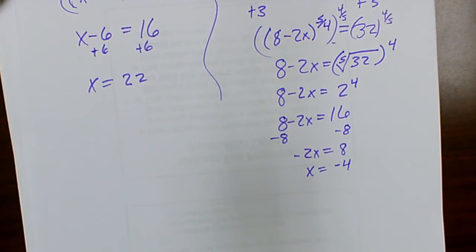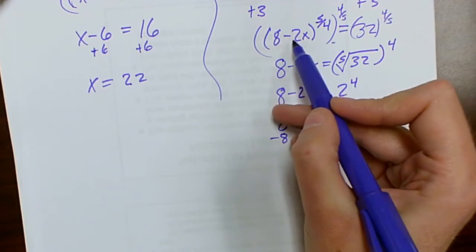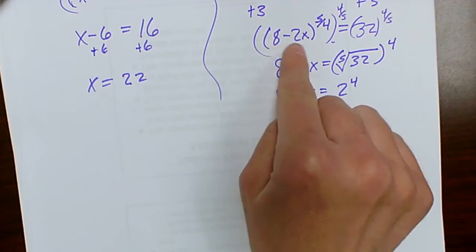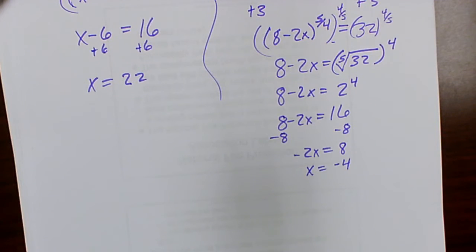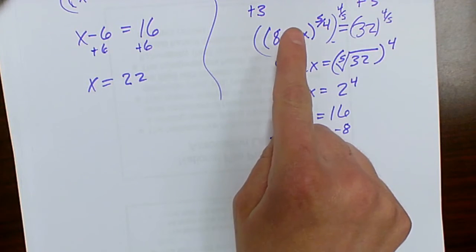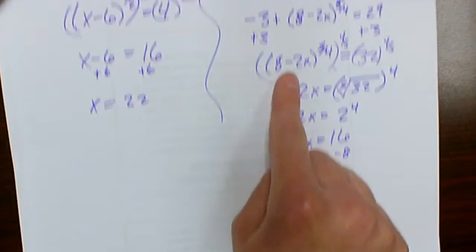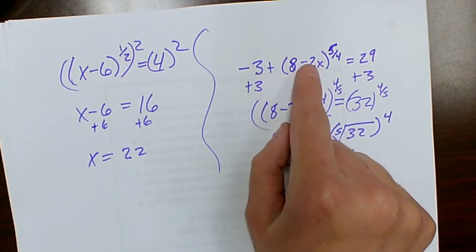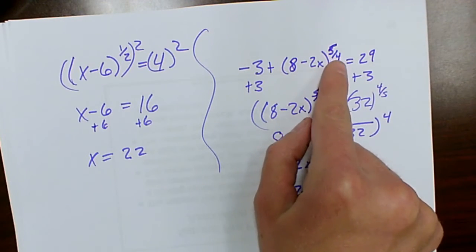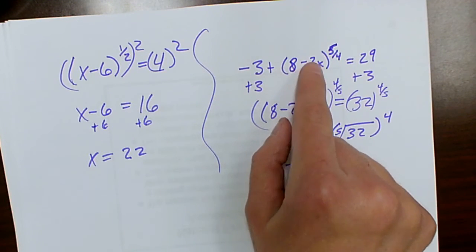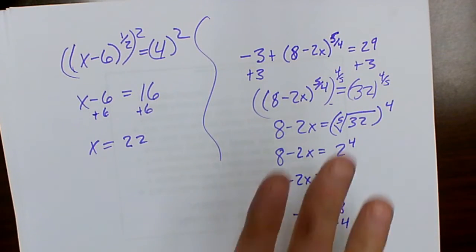Okay, now, if it's negative, I really want to make sure that whatever we have up here is positive, because the fourth root of a negative number will not work. So if we plug -4 into here, we'll have -2 times -4, which is a +8. So 8 plus 8 is 16. So that fourth root can root that 16. So we're good on that.